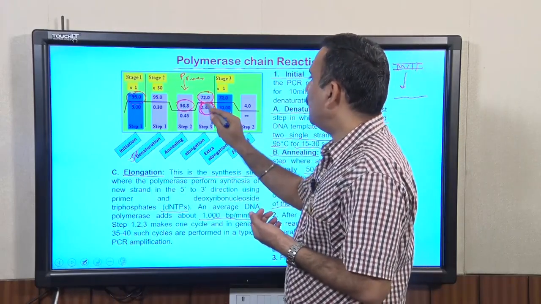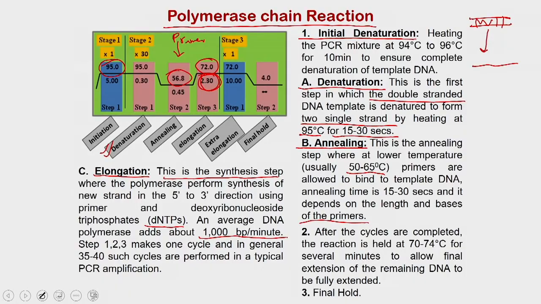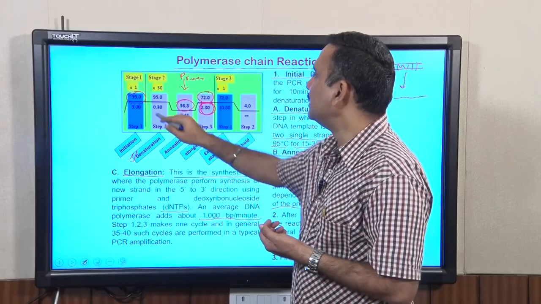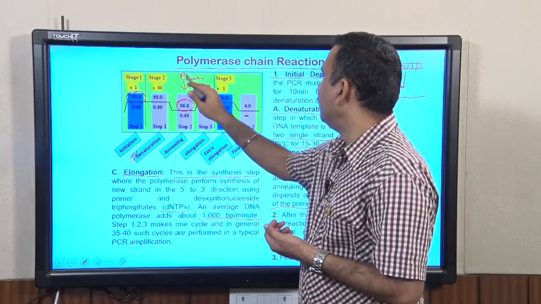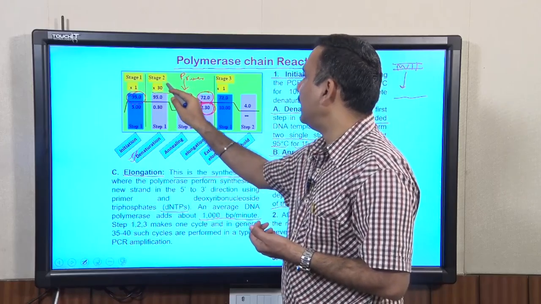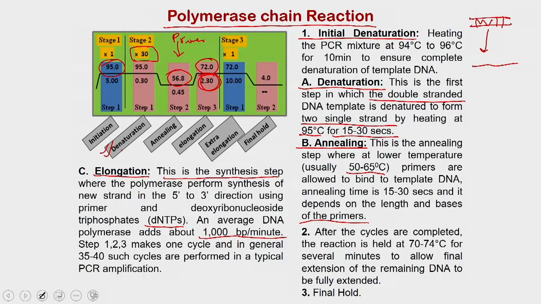Once this elongation is over, then again you will continue into this stage 2, and you will again put the reactions for denaturation, annealing and elongation. So this will continue for as many cycles as you want. In this particular figure, what we have shown is that you are doing this for 30 cycles. So that is what is called the 30 cycles.